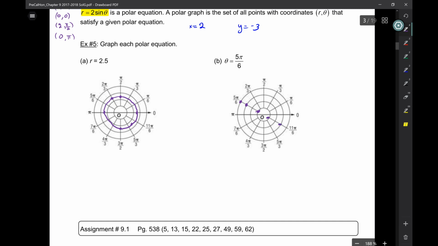So 5 pi over 6 will map out a line through 5 pi over 6. Okay? And it's a line, not a segment. You would continue the negative. Yes, yes, yes, because no matter what r is, positive or negative.